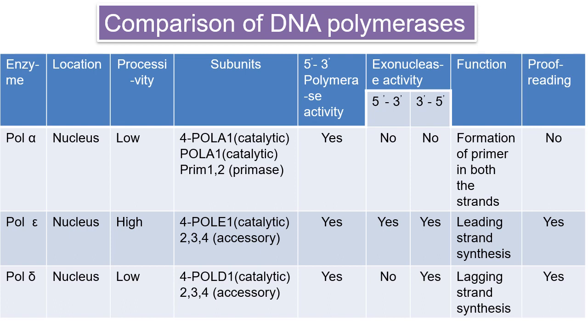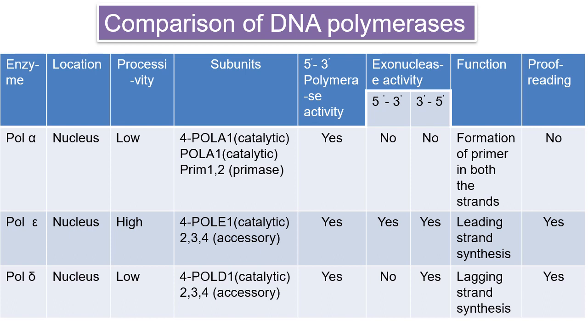Exonuclease activity: polymerase alpha does not have any exonuclease activity. Polymerase epsilon has both the exonuclease activities, that is from 5 to 3 prime direction and as well as from 3 to 5 prime direction. And polymerase delta, it lacks exonuclease activity from 5 to 3 prime direction, whereas it has exonuclease activity from 3 to 5 prime direction.